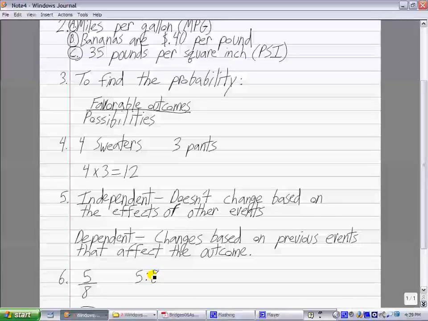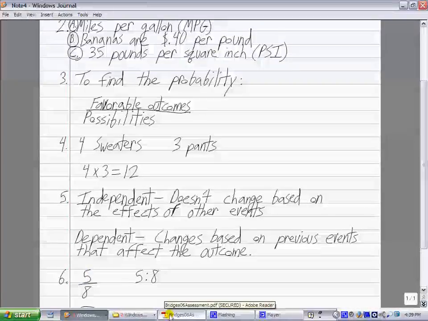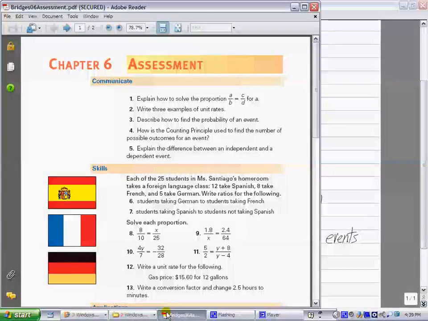So the correct answer would be 5 to 8 in this case. There are 5 students taking German to 8 students taking French. Notice we do not mention the total number of students. The next one says, number 7, students taking Spanish to students not taking Spanish.